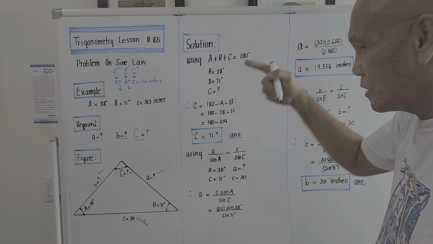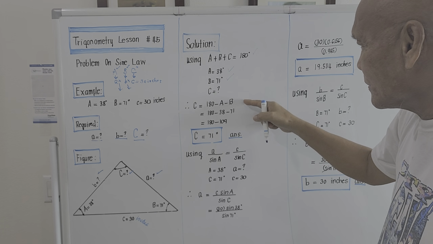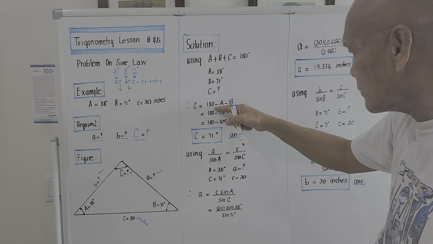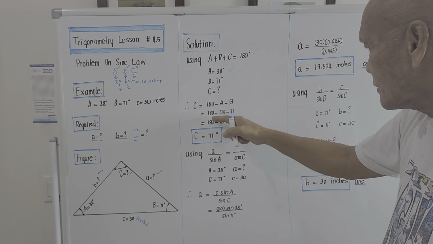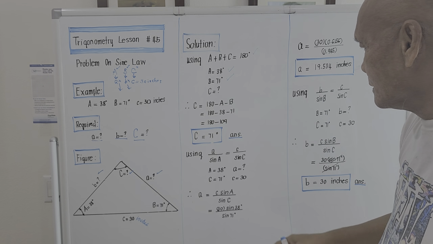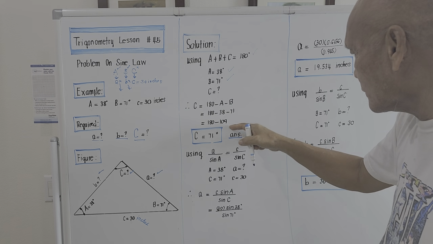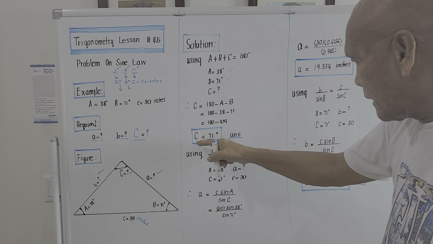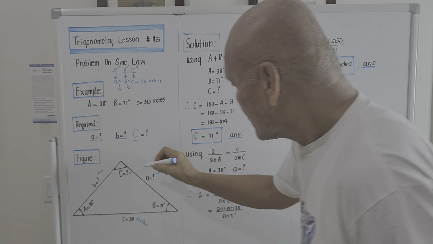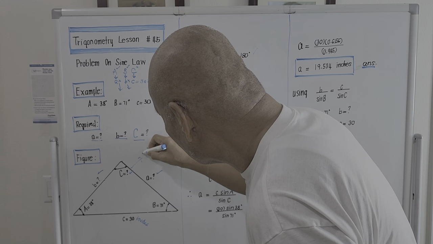We transpose, that is now a part of algebra, minus A minus angle B. We transpose A and B to the right, so they are now both negative. So this should now be 180 minus 38 minus 71, or 180 minus 109. And angle C is also 71 degrees. So the value of angle C here is also 71 degrees.